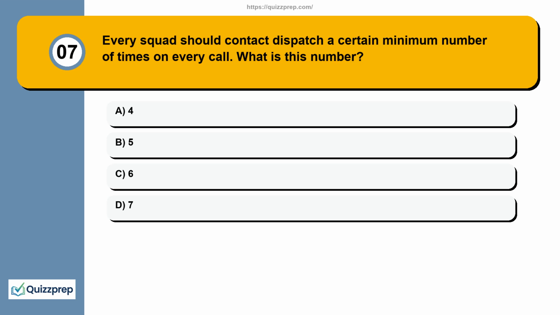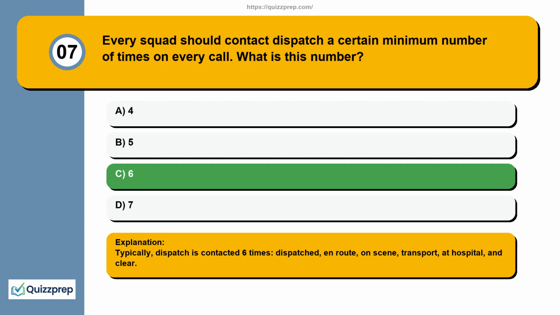Question 7. Every squad should contact dispatch a certain minimum number of times on every call. What is this number? 4, 5, 6, 7. Typically, dispatch is contacted 6 times: dispatched, en route, on scene, transport, at hospital, and clear.